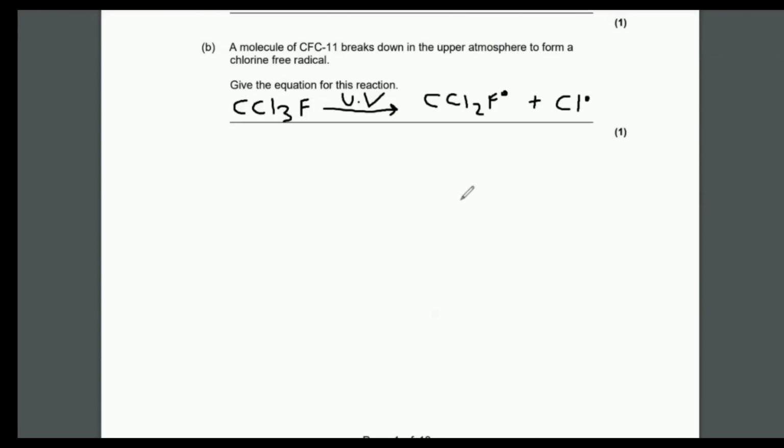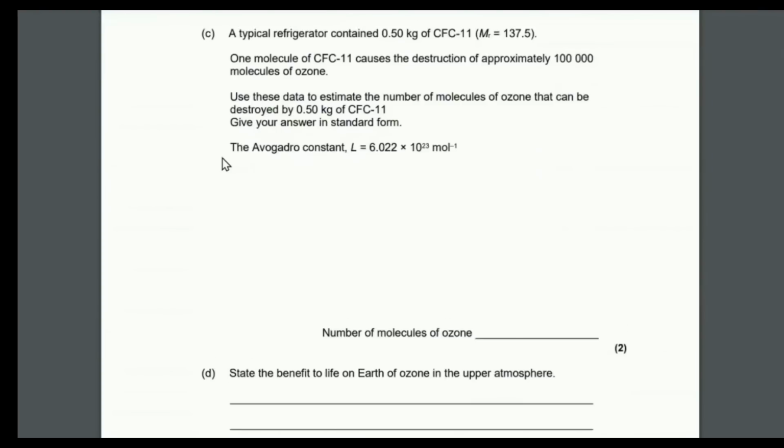However, you could put these unpaired electrons anywhere on the free radical, so it could be before the C at the start. I like to put them at the end. And that's your mark for that. So let's move on to the next question.